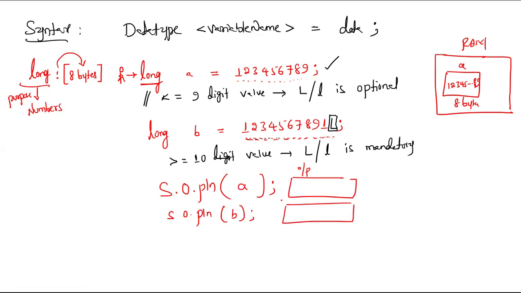Then we are going to get its appropriate value as output. In the first scenario, we know that the value will be 1, 2, 3, 4 up to 9. But in the second scenario, do we get this L also as part of the output or no? No, it is just a part of syntax only. L is not part of the value, it's a part of syntax. That's why we don't get it in the output. So this is about the long type.